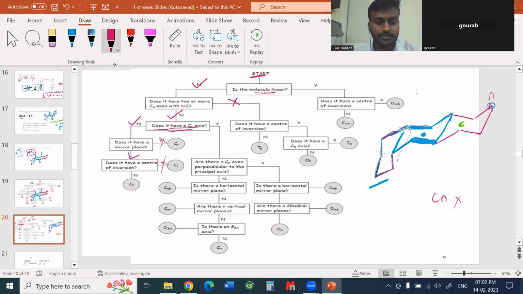So another option now, where does it belong? Does it have any center of inversion? No, it doesn't have any center of inversion. So this molecule will be C1. The molecule belongs to point group C1.